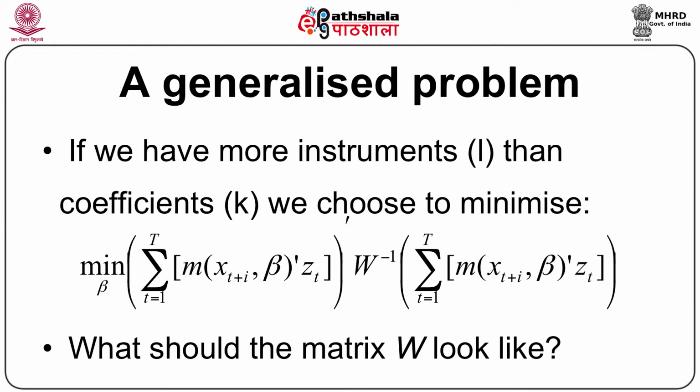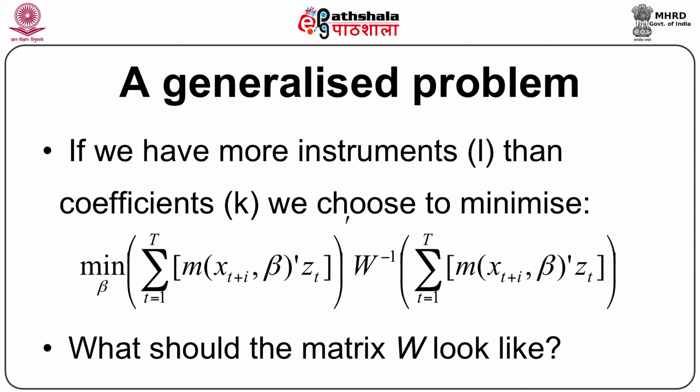Now let us note that if we have more instruments than is required, suppose you have L number of instruments available, but you want to solve only K number of parameters. Suppose you have more instruments L than the number of parameters to be solved, that is K, then we choose to minimize the sum of m(x_{t+i}, beta) z_t, whole transpose, W inverse, times the sum over t from 1 to T of m(x_{t+i}, beta) z_t.